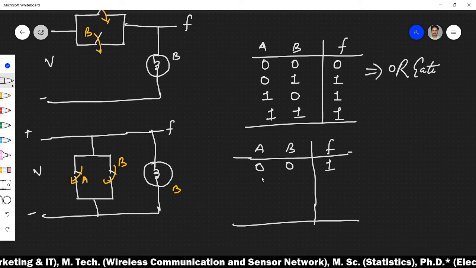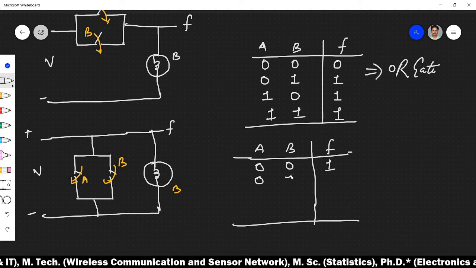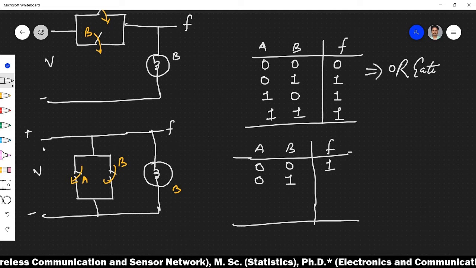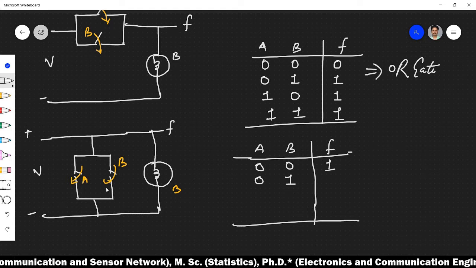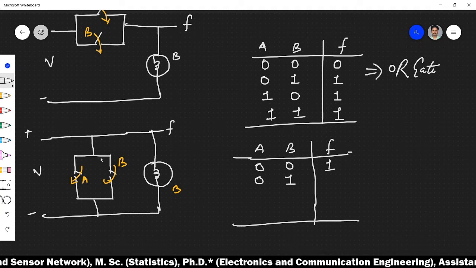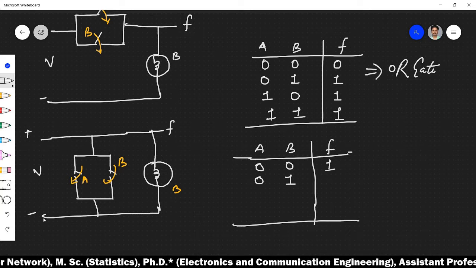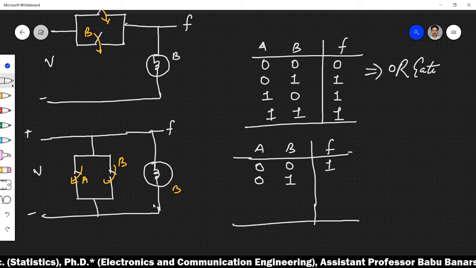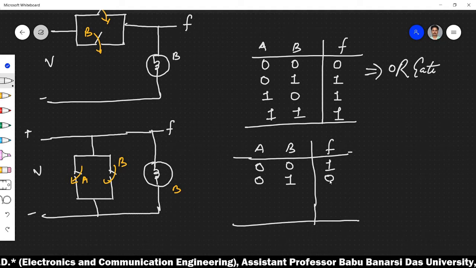But what happens when you close one switch? Let me take first B is closed. Then by closing this switch B, you have an alternative path for the current, which is a low resistance path. In that case, no current will flow across this bulb, so the bulb will not glow. In that case, the output function will be represented as 0.